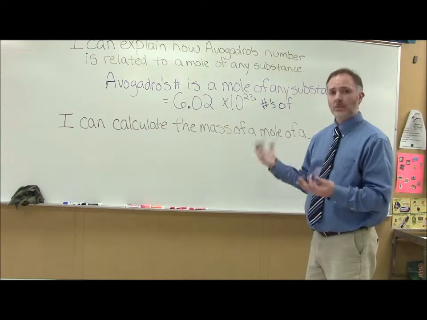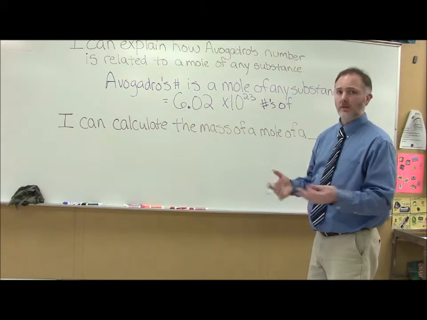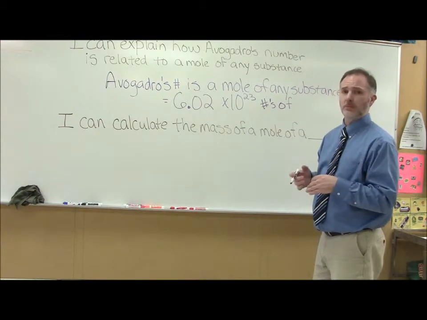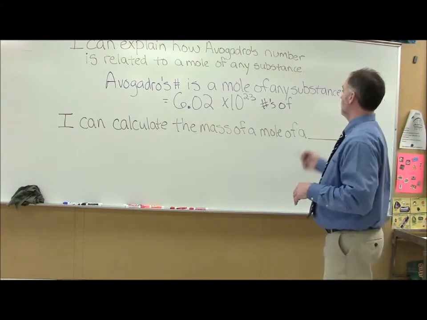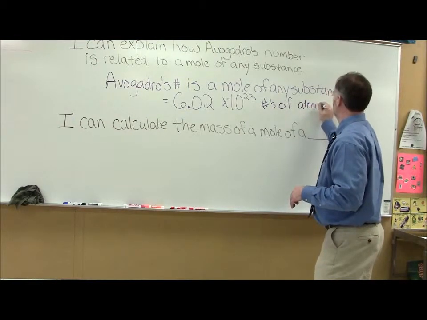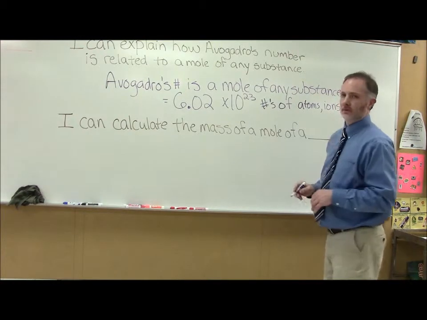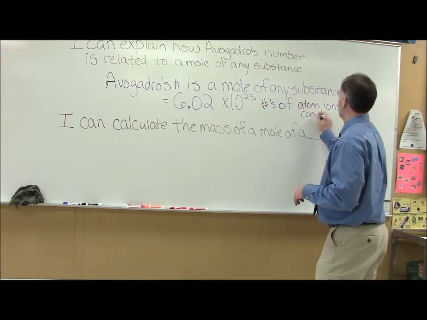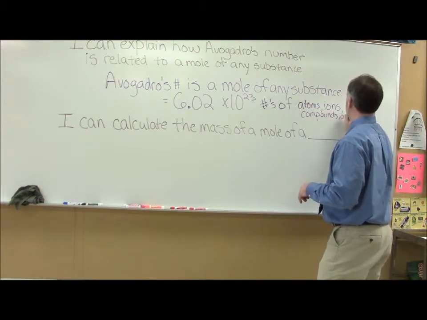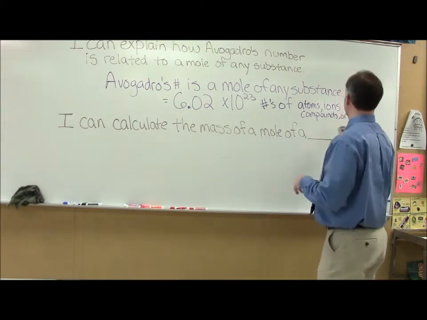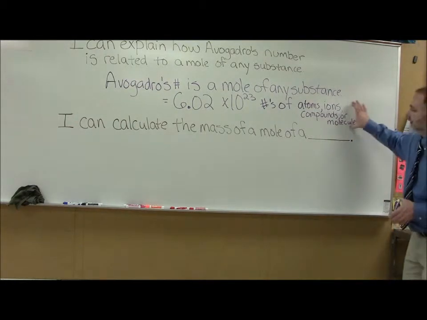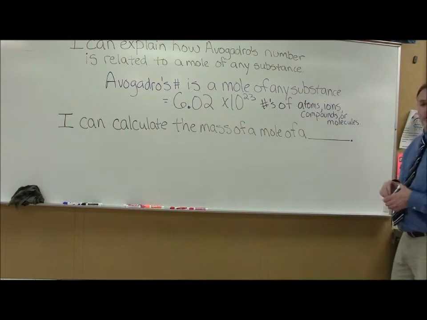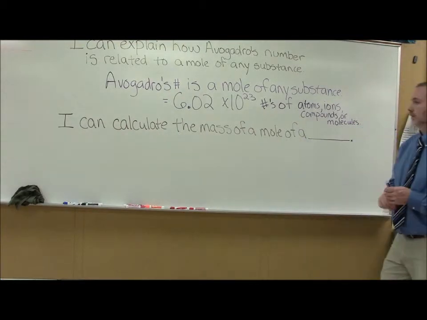Apples, cars, marshmallows. That's more cars than we could ever possibly make, more marshmallows than we could ever possibly think of. So you're talking about numbers of usually atoms, ions, compounds, or molecules. These are the things we're going to be working with when we're talking about the term mole. 1 mole of anything is this many number of it.